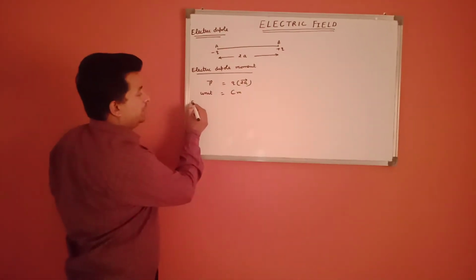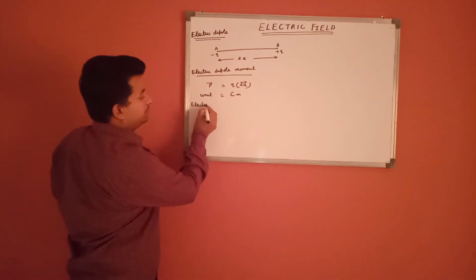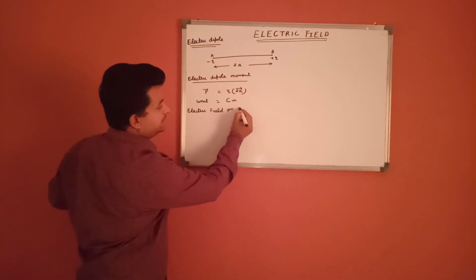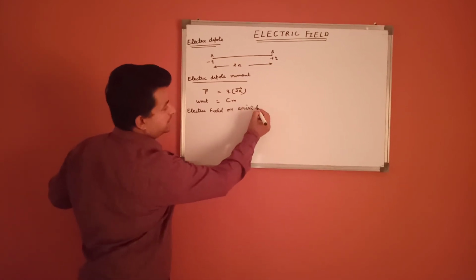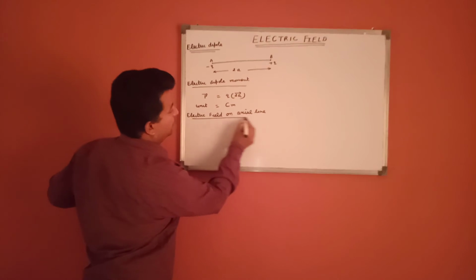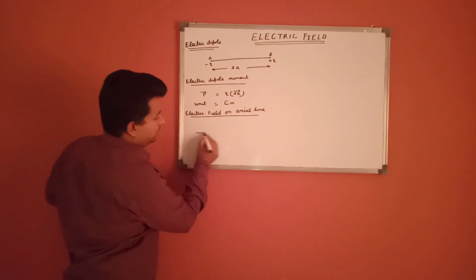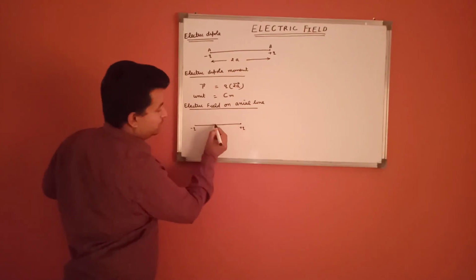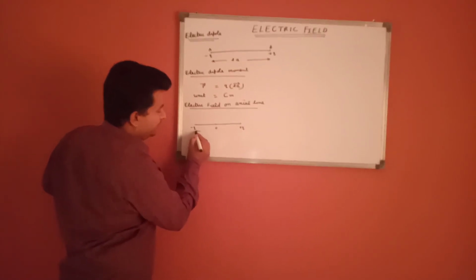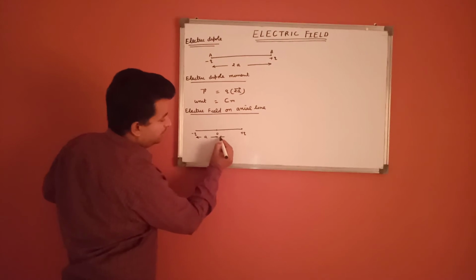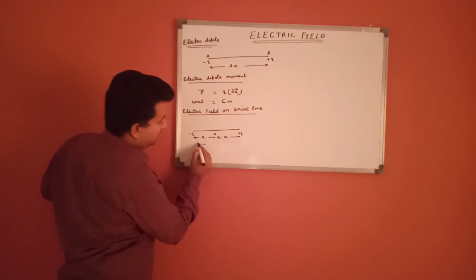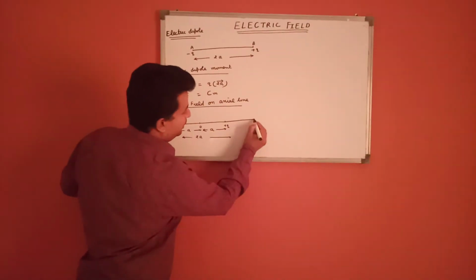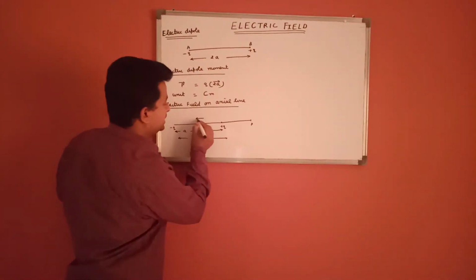The next topic is the electric field on the axial line. This is an important one. For this, first of all, the figure: minus q, plus q. This is the center. This is distance a, this is again a, and the length is 2a. Take any point P, at a distance r.